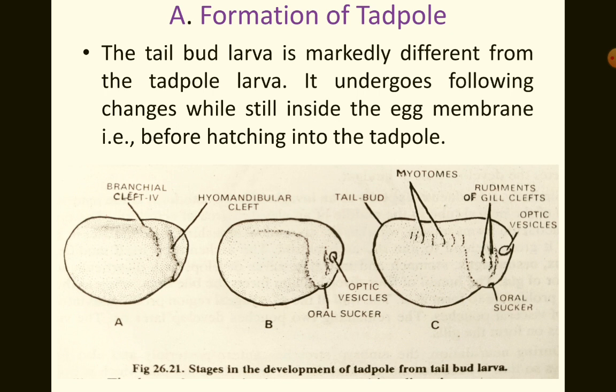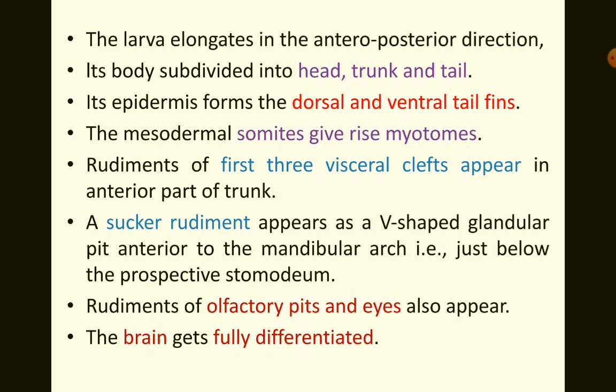Then the branchial clefts give rise to the gills. Gills are required for respiration in an aquatic environment, so they develop gills as well. So these are some of the changes that are observed.